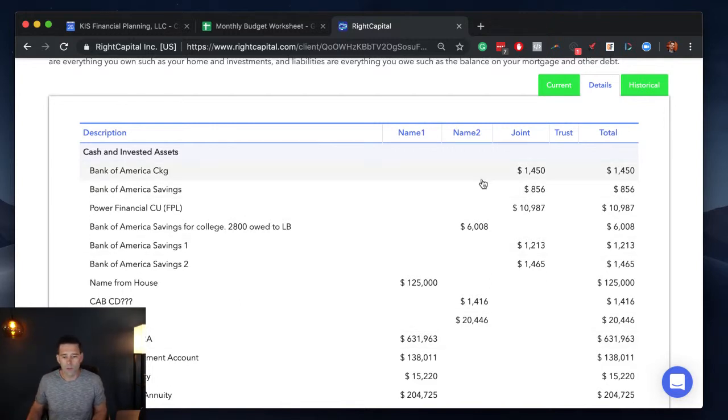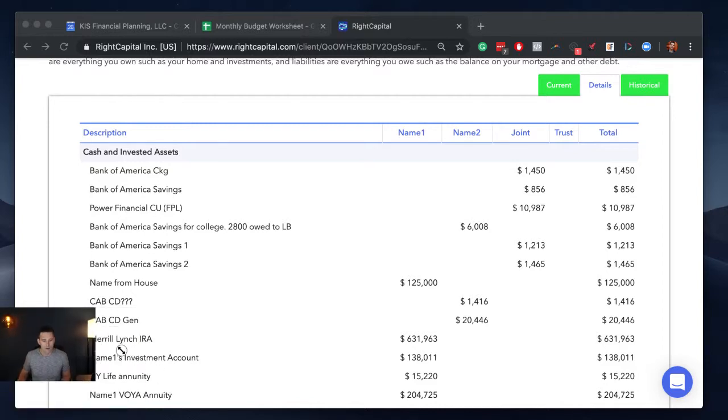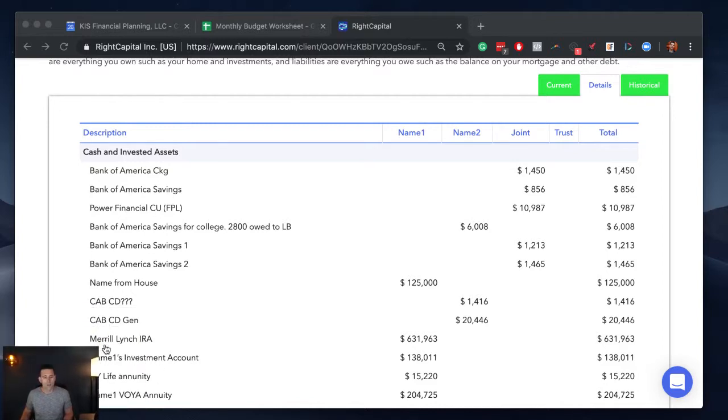Let me make my screen a little smaller here so you can see that. Okay, make myself a little smaller so you can see this better.